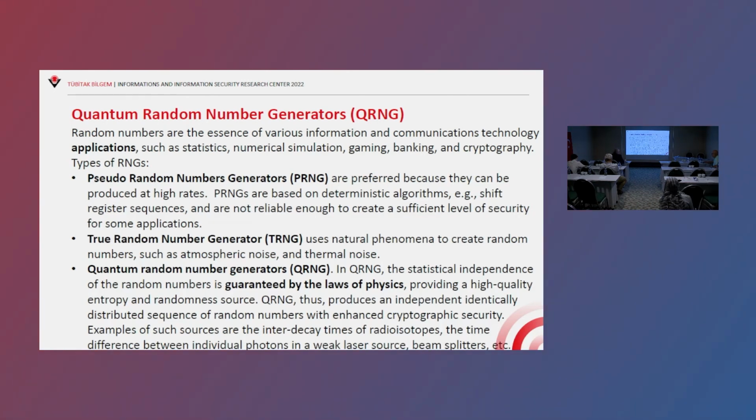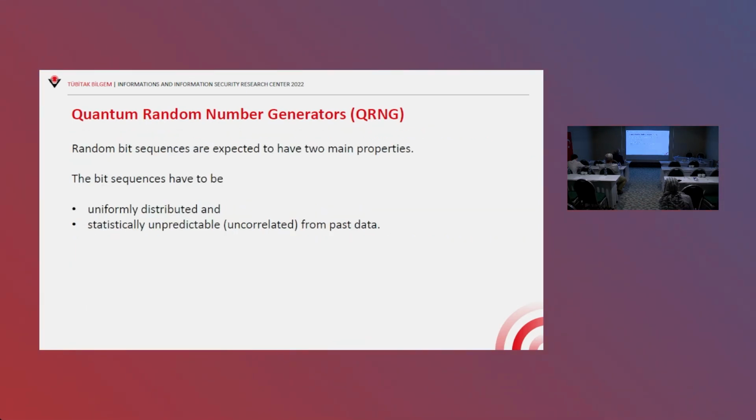For instance, the decay time of an isotope, the beta decay. This time is a random source, and the randomness is guaranteed by quantum physics. And similarly, beam splitters: a photon hitting a beam splitter, whether it will be reflected or transmitted, that's also related to quantum physics. That's also a real random number source.